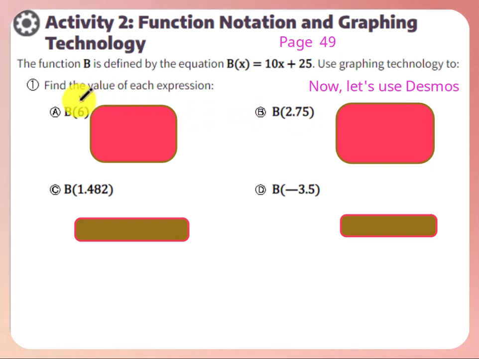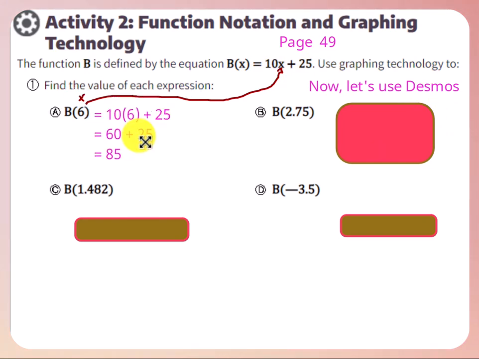So you're going to take the 6 and you're going to plug it into this expression here. 6 times 10 is 60 plus 25. What answer do you get? What's 60 plus 25? That answer is 85. You're going to do the same thing for b. You have what's in the parentheses, so that goes in for x. That's your input. Use Desmos to find your answer.